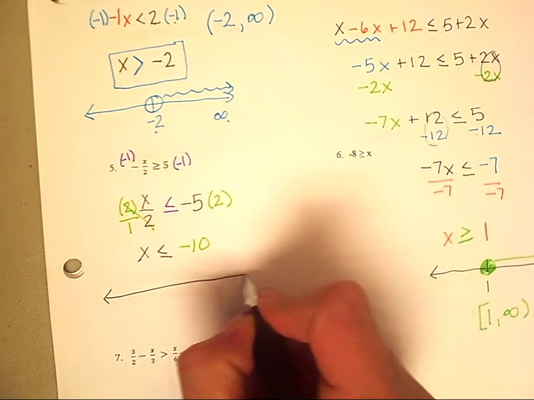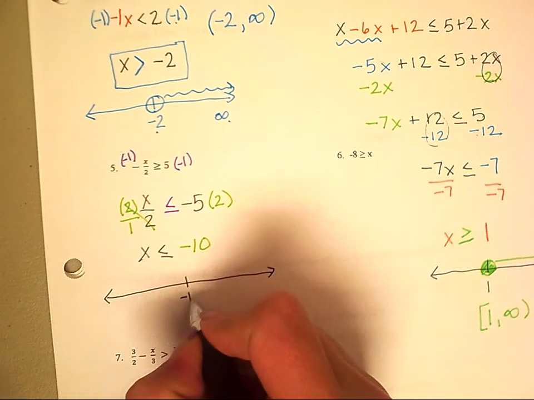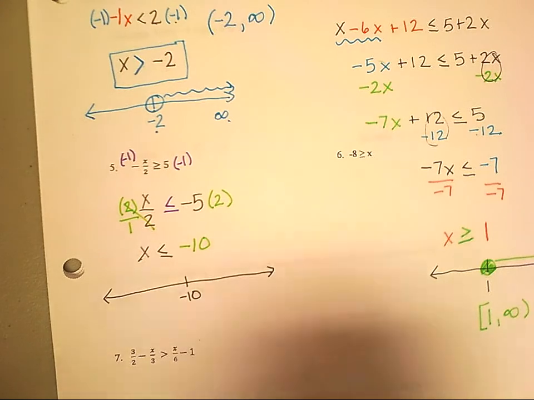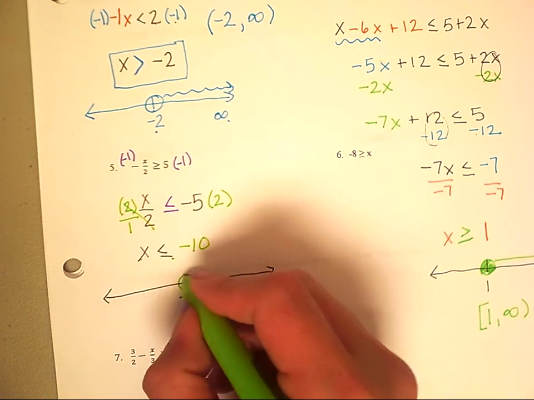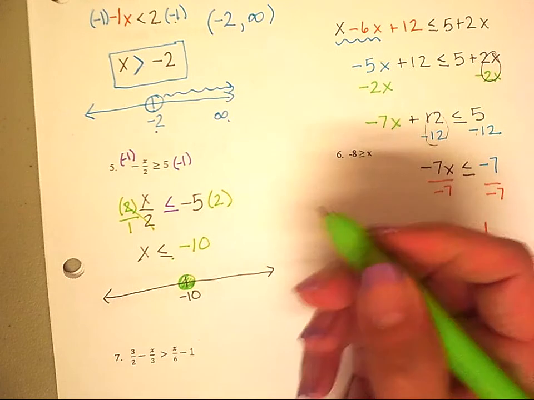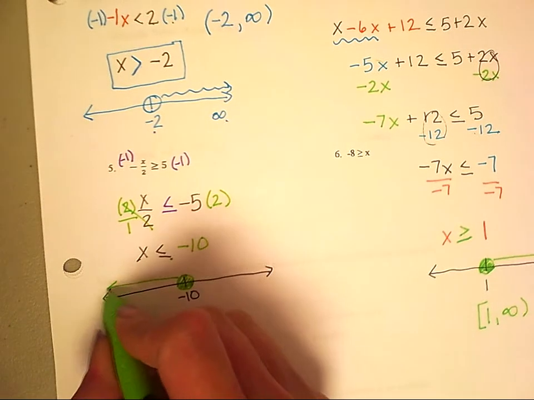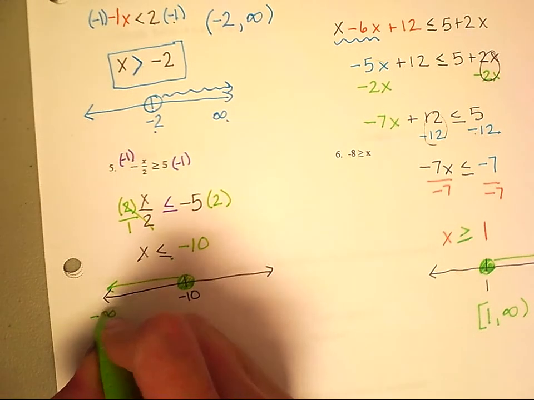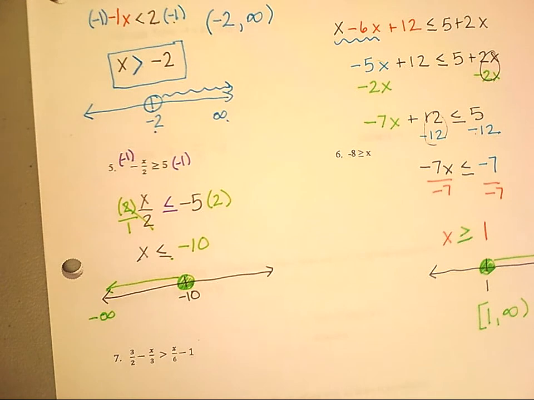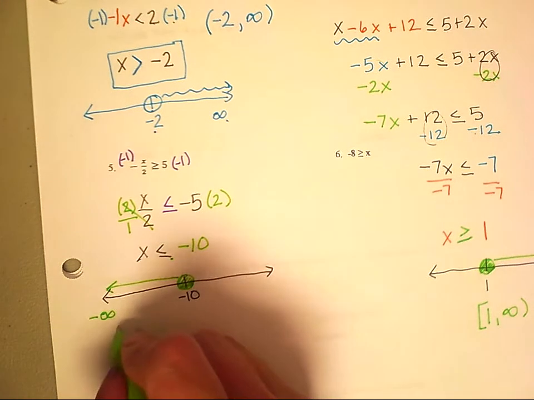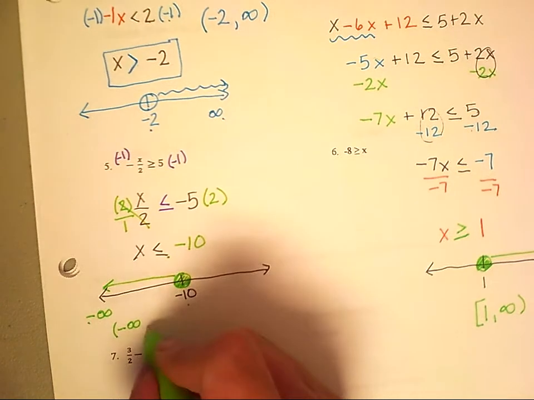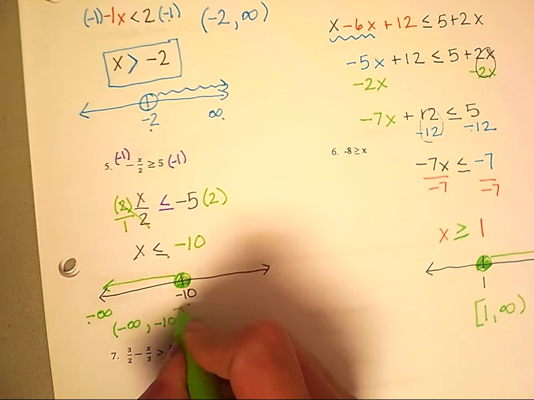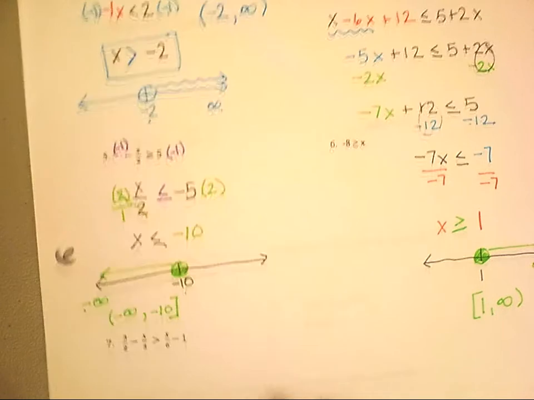Putting that on a number line, -10 is our point of reference. Okay. X can be equal to, because of this little line, the -10. Okay. And then it can be less than that, and that's taking off towards negative infinity. So the interval notation for this, the lowest value is negative infinity and goes all the way up to -10, and will include -10.